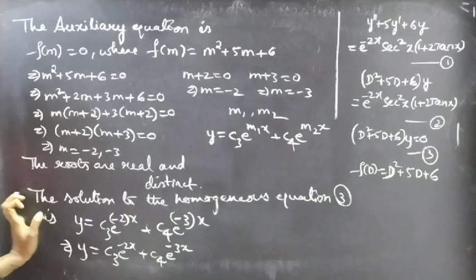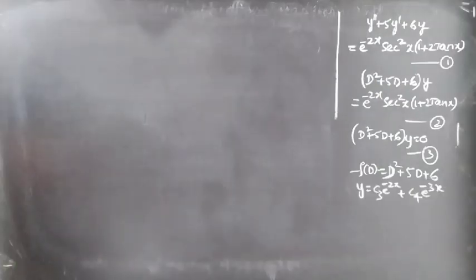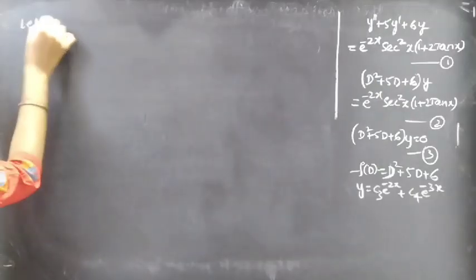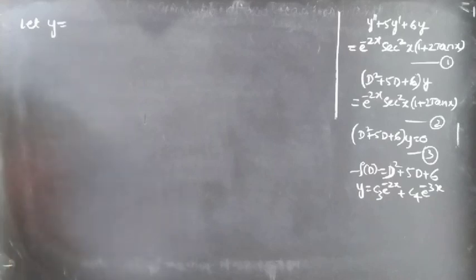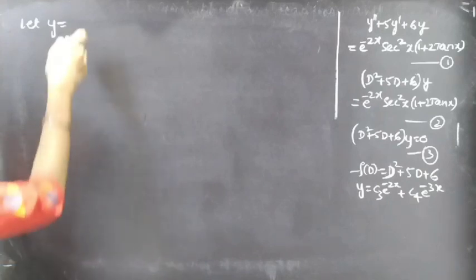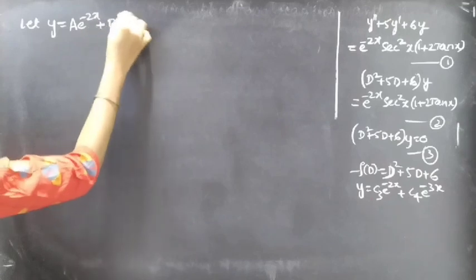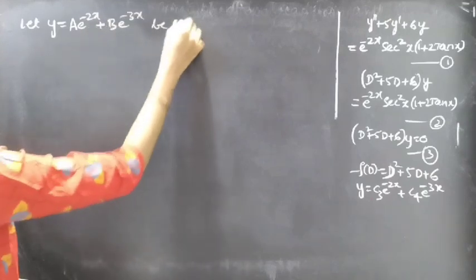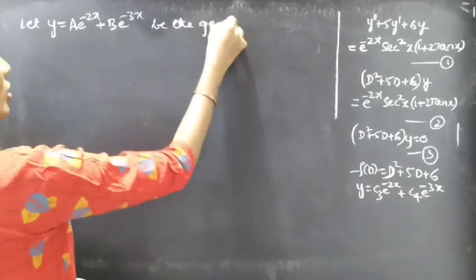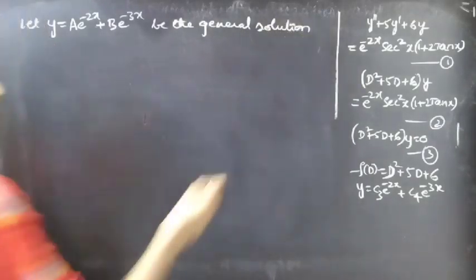Now, using this solution, we'll write the general solution of our given problem. Let y equal to, now replace c3, c4 constants or parameters with functions of x, say A and B. Then we'll get y equal to A e power minus 2x plus B e power minus 3x, be the general solution of 1 and 2.